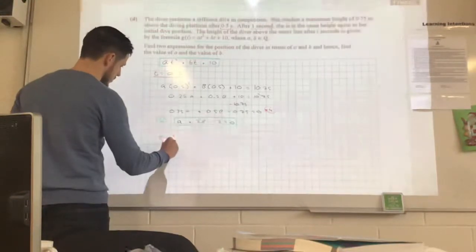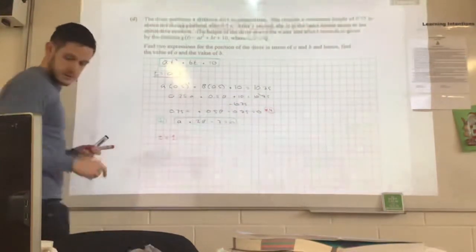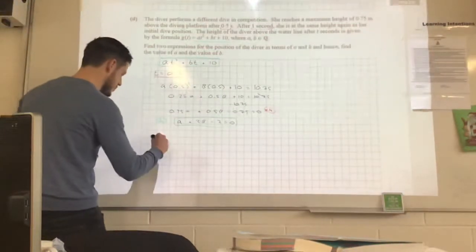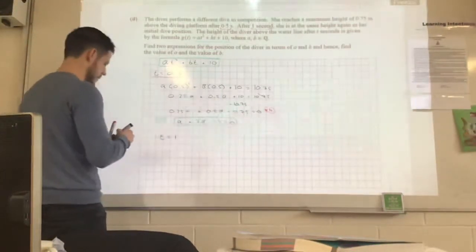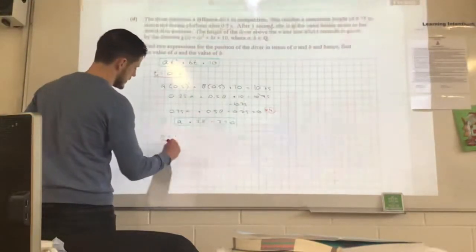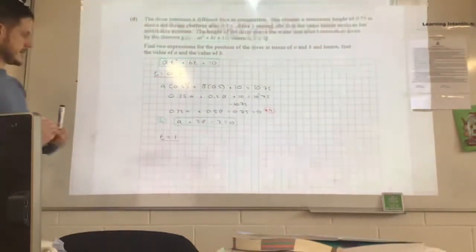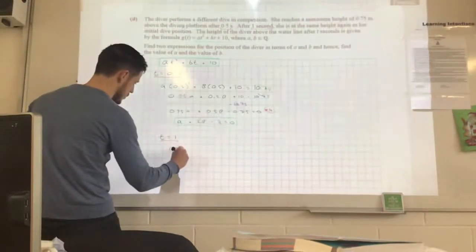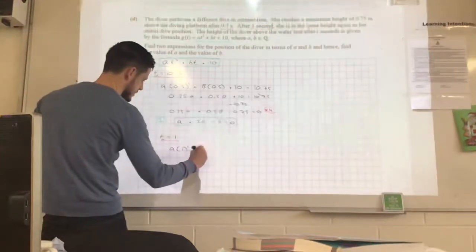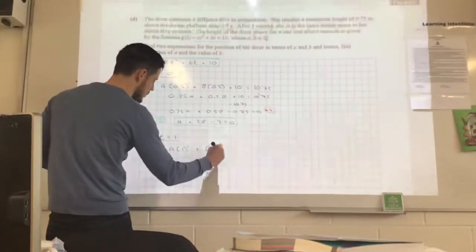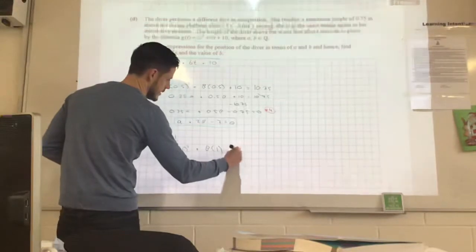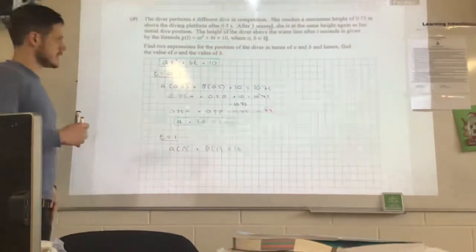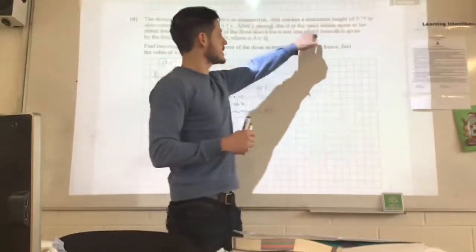t is equal to 1. So we got t is equal to 1. Now, I'm going to sub 1 in here. I'm going to get a times 1 squared plus b times 1 plus 10 is all equal to a height. It tells us in the question, after 1 second, she's at the same height again.